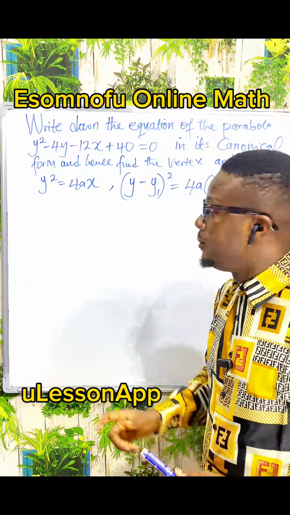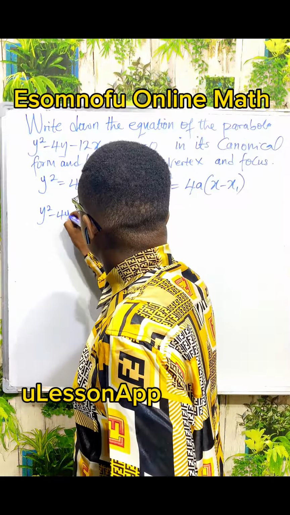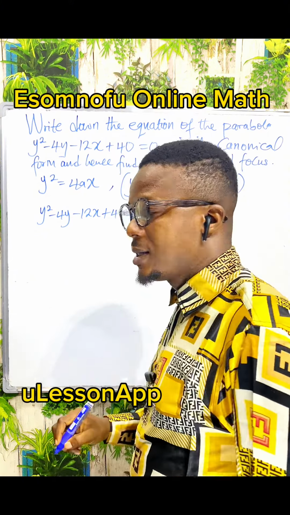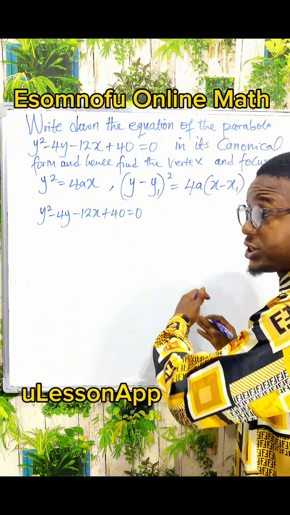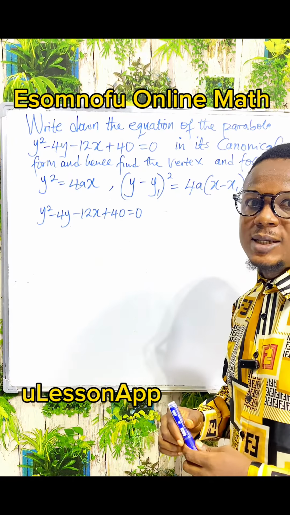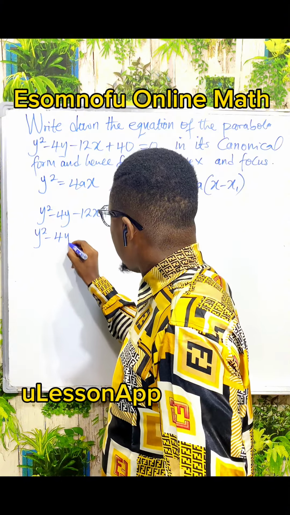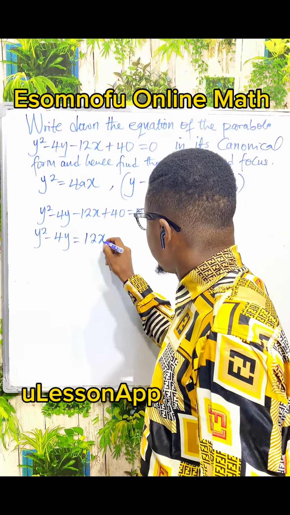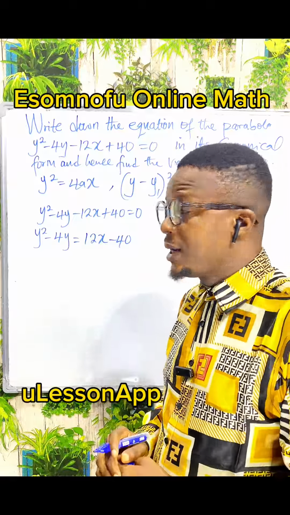And to do that, let us bring this out. We have y squared minus 4y minus 12x plus 40 is equal to 0, right? Now let us move anything that is not y, because if you look at this equation, y is on the left hand side. So anything which is not y should be moved to the right hand side. So y squared minus 4y equals, when minus 12x comes to the right hand side, it turns to positive 12x. Then this is now negative 40, right? I've separated x and y.